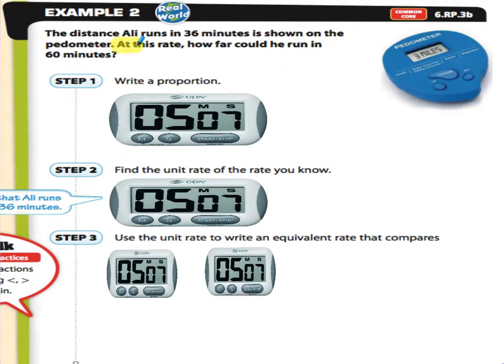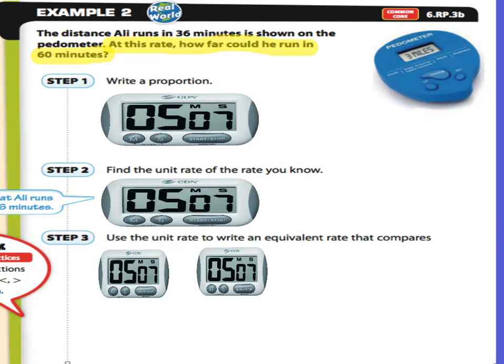Well, notice it doesn't give us all the information written in the problem. We have to use information from the picture. So in this case, she ran for 36 minutes, which is important. Okay, and we want to know how far she could go in 60 minutes. But now, we know that from the picture, she ran 3 miles.